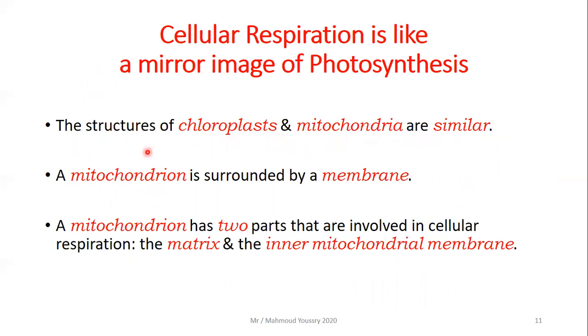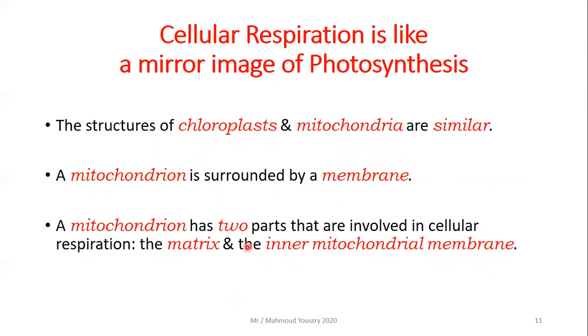A mitochondrion is surrounded by a membrane, the same as the chloroplasts. Also, a mitochondrion has two parts that are involved in cellular respiration, which are the matrix and the inner mitochondrial membrane. Do you remember the two parts that are involved in photosynthesis? Yes, for sure they are the thylakoids and stroma, or grana and stroma.